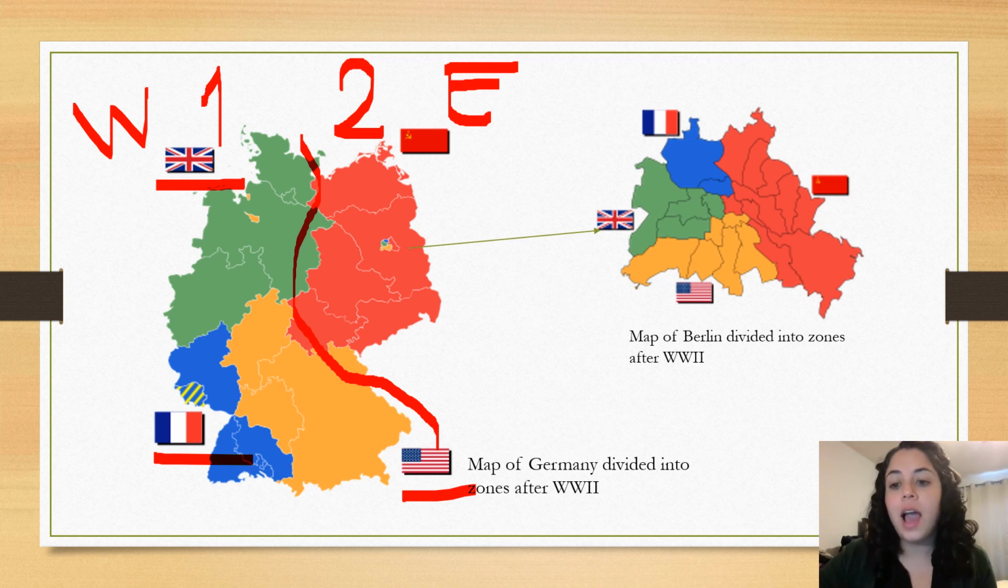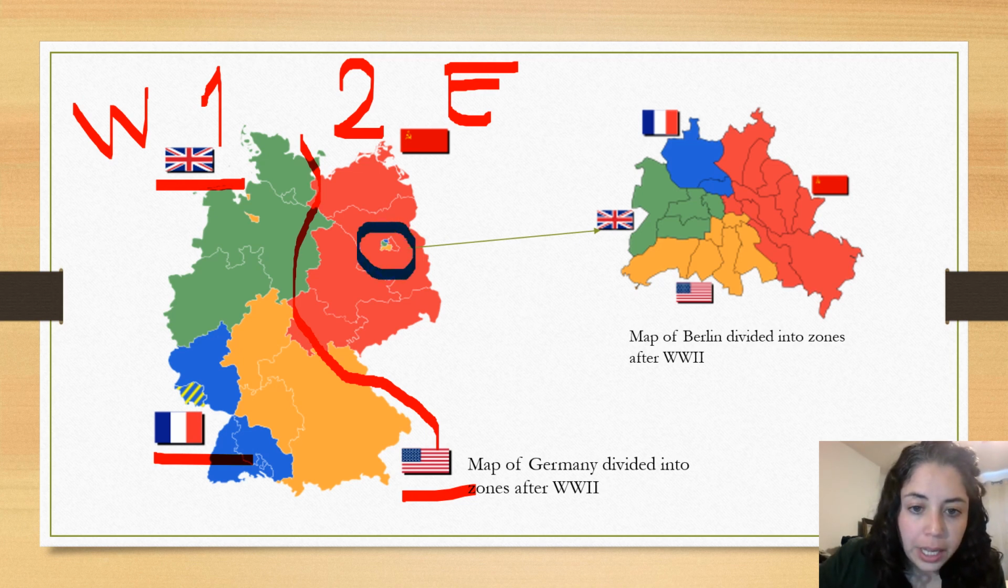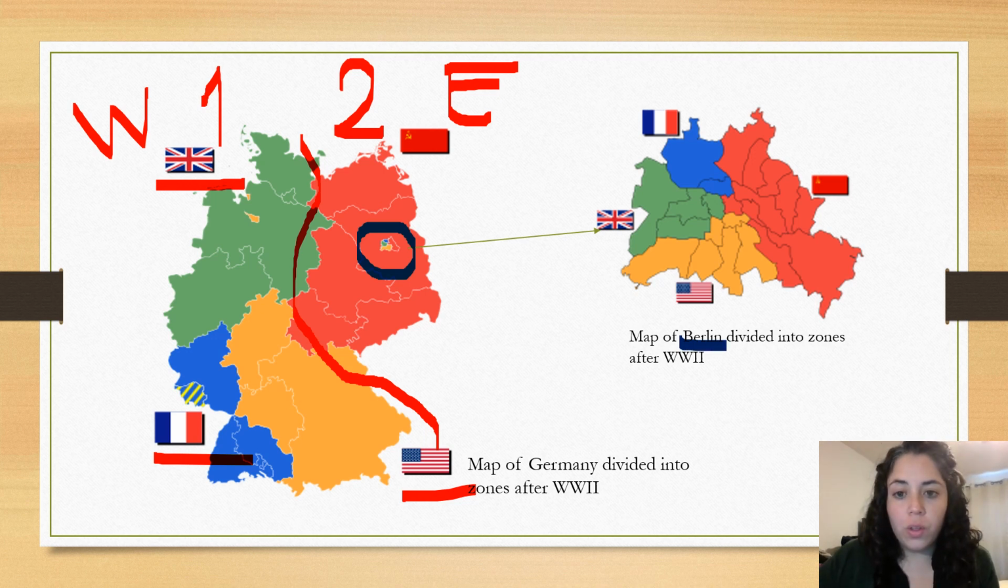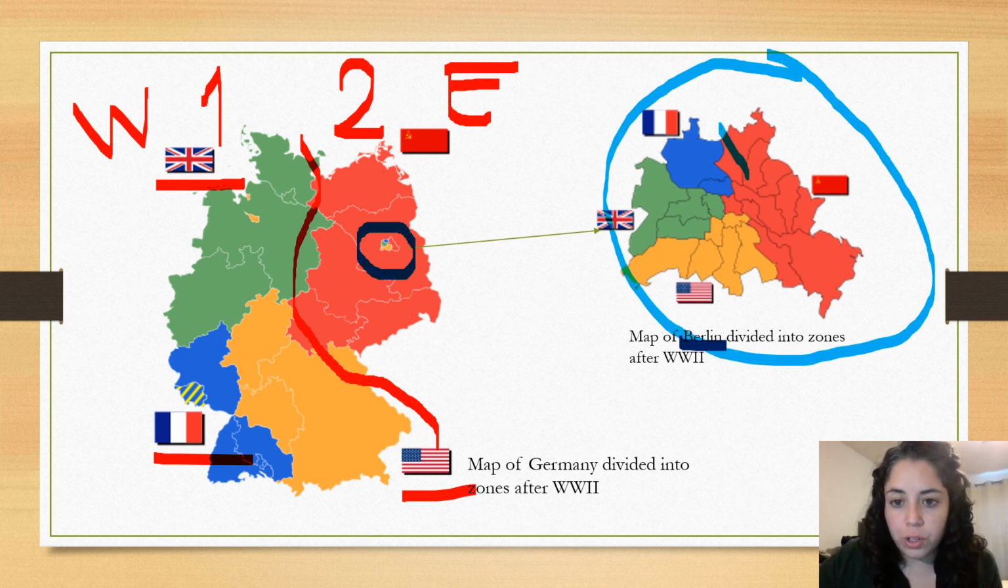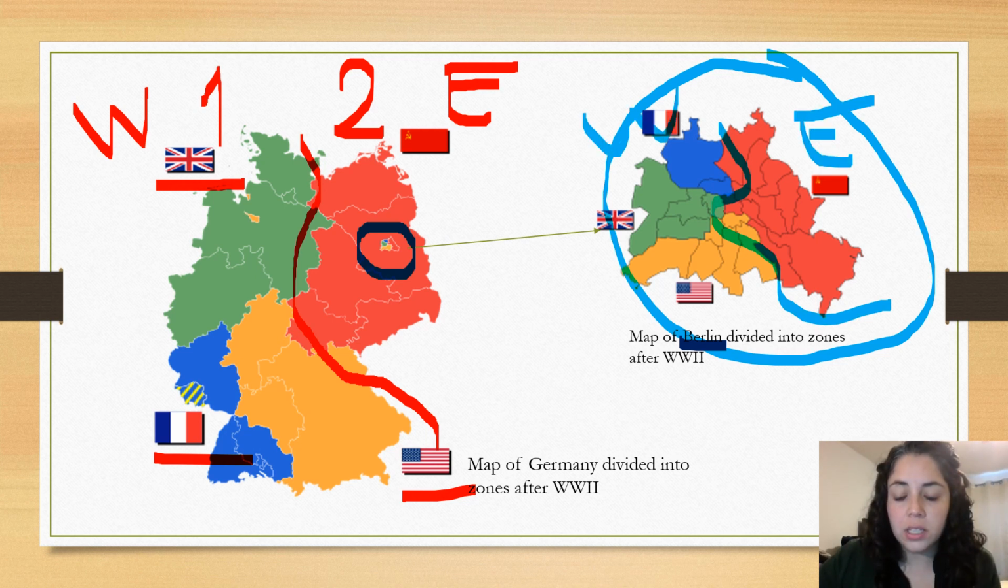And the same thing happened in the capital. If you look over here, what I'm circling, this is where Berlin is. Berlin is the capital of the country. So they are going to divide the capital, Berlin, the same way. There's going to be an East Berlin over here, and a West Berlin over here, which is also kind of crazy. So this is a key aspect of the Cold War. It's the division of Germany and the division of Berlin according to the winners of World War II.